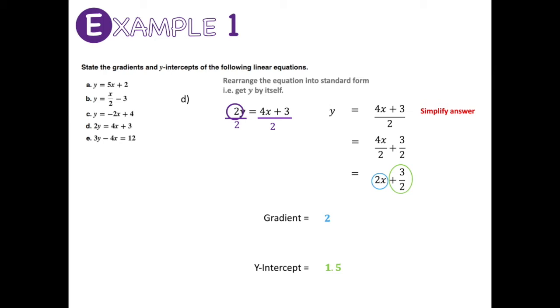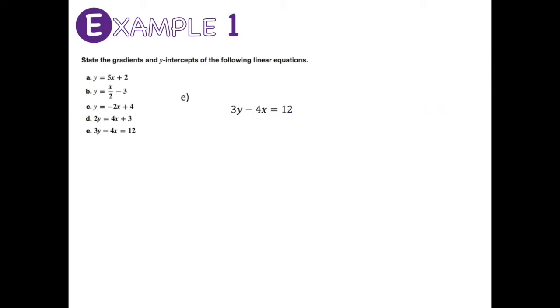Let's have a look at another example where, again, the equation that I'm given is not in the standard format. I am given 3y minus 4x equals 12. So I need to rearrange it to get y by itself. First, I'm going to remove the minus 4x. The opposite of minus 4x is plus 4x, so I'm going to add 4x onto both sides. That leaves me with 3y is equal to 4x plus 12.